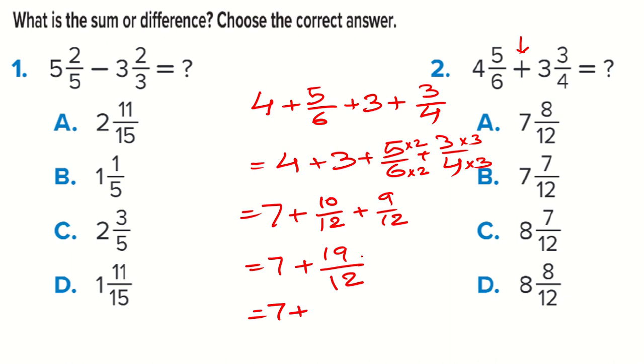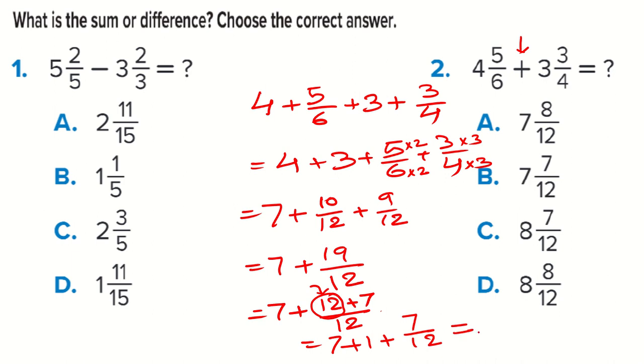7 plus, what will you do for this? For 19, you can write 12 plus 7. Why have I written 12 plus 7 only? Because the denominator is 12, so compulsorily one number should be the same as the denominator. Now this number will go out and it will become 1. Okay. So this is 7 plus 1 plus the left thing, which is 7 over 12.